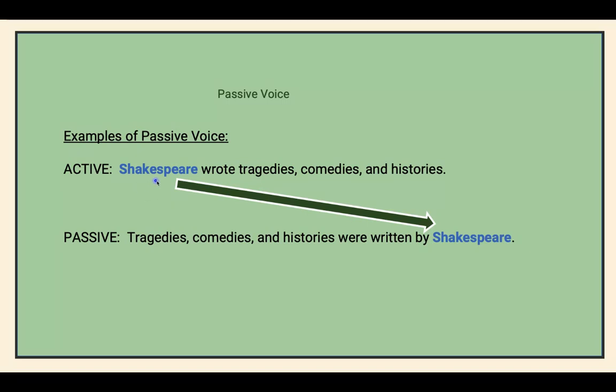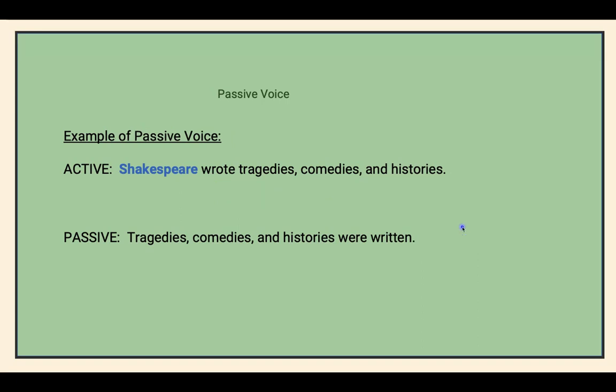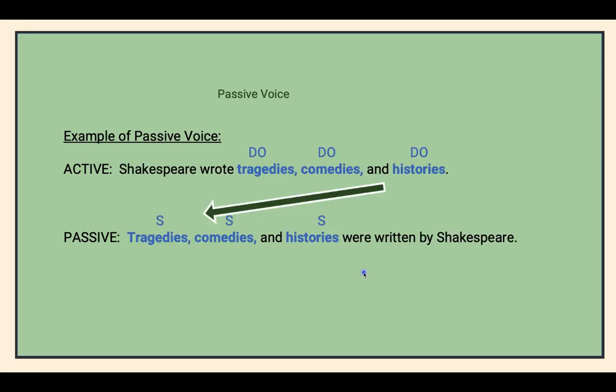The subject of the active voice sentence is moved to the end as the object of the preposition, or it disappears altogether. What's more important is what happens to the direct object of the active voice sentence. It's this direct object that becomes the subject. While it's in the subject position, it's still fulfilling the meaning of the direct object. Tragedies, comedies, and histories are not doing anything in this sentence. They are receiving the action of this verb.